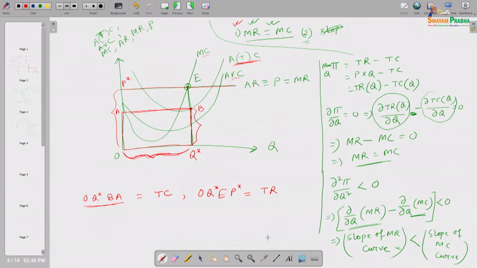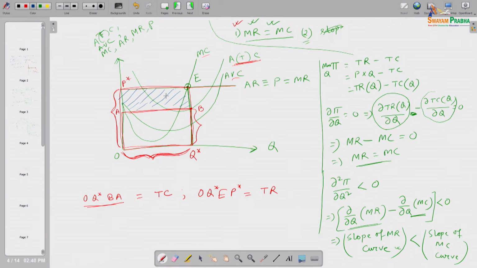Why is that area total revenue? Because he is facing this much price per unit of output in the market, and he is selling this much quantity in that market. The product of these two, this larger rectangular area, is the total revenue. So, how much profit is he gaining? Total revenue minus cost. That is denoted by this blue shaded rectangular area, representing his profit.